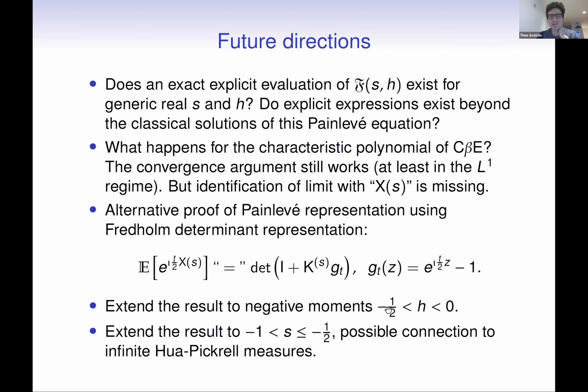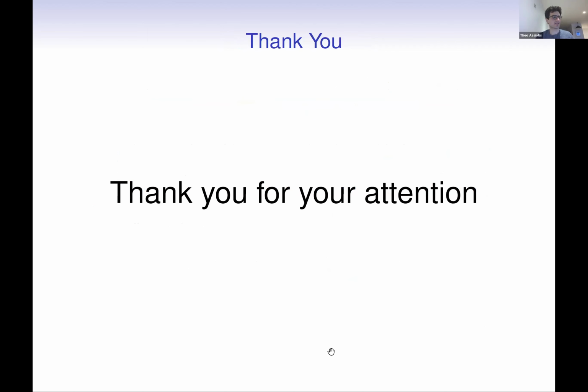And then, extend the result to negative H. This would probably require a slightly different argument. When H is small, you can go beyond S minus 1/2. But then these Hua-Pickrell measures are no longer normalizable. These are called infinite Hua-Pickrell measures, and there's a lot of theory for them as well. Probably you can do similar things in that setting, but it's going to be significantly more complicated, I suppose. Okay, so that's it.